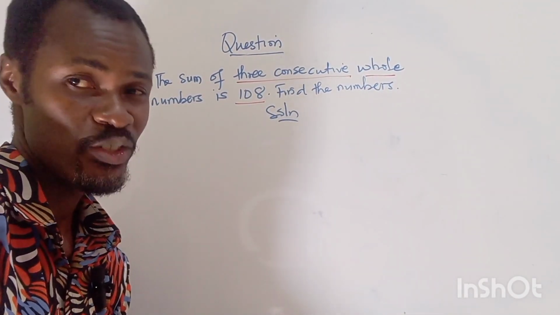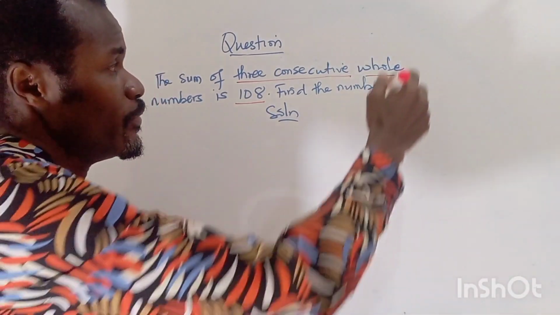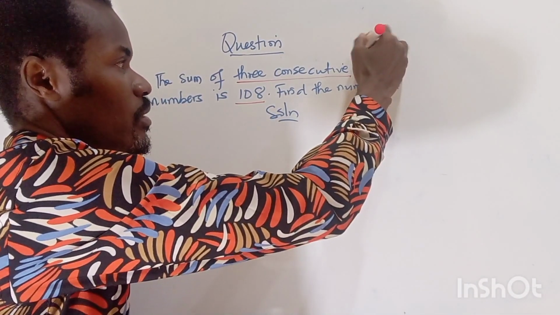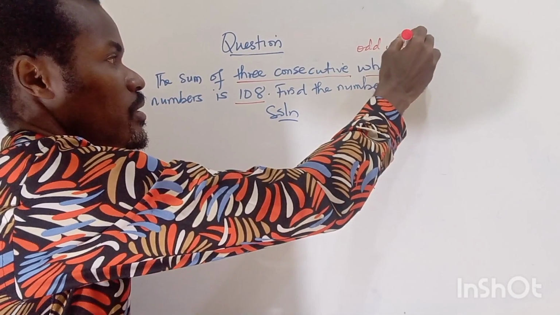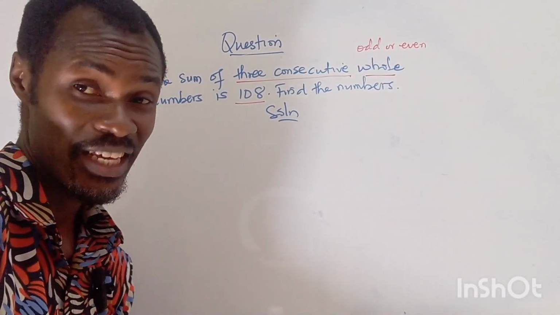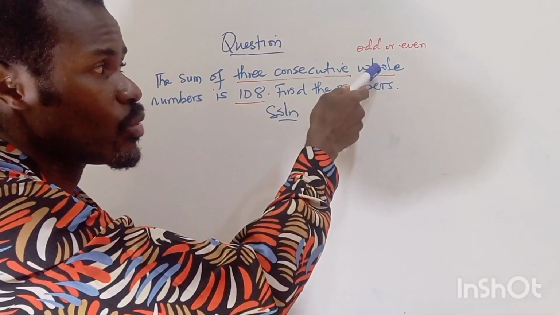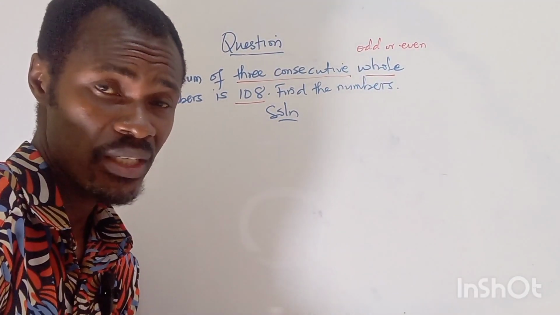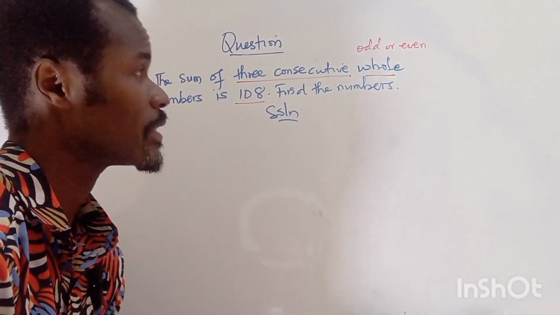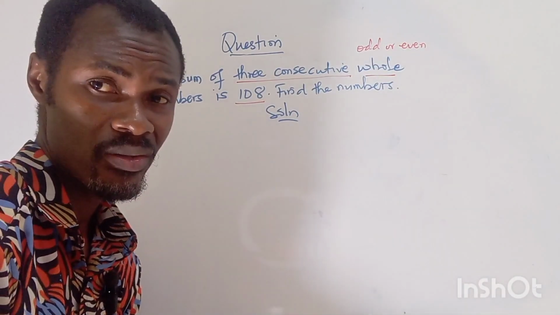Now, in this case, it's just whole numbers. If we had it as odd or even, you have to be careful in this case. So whenever you are given questions like this, you want to check what is written here, if it is odd, even, or just whole number. But this time we have three consecutive numbers.